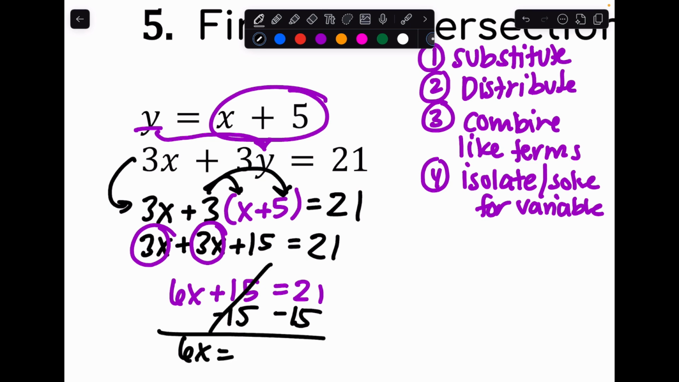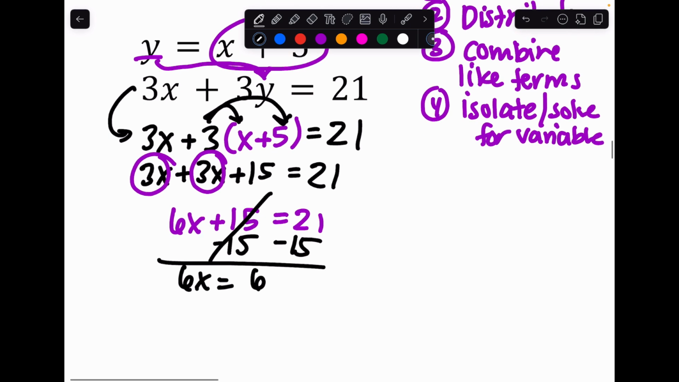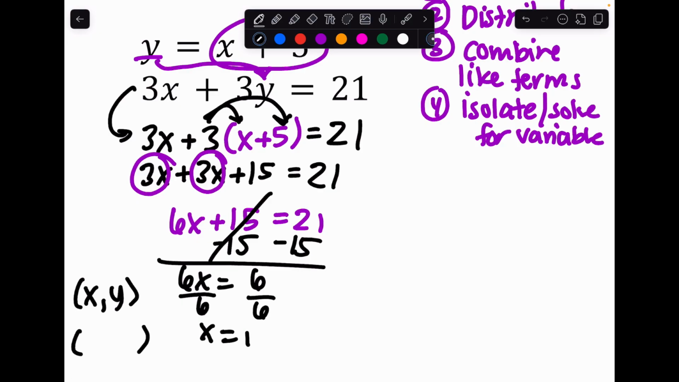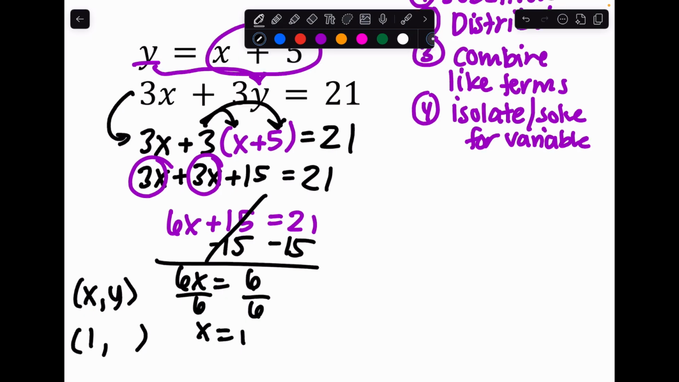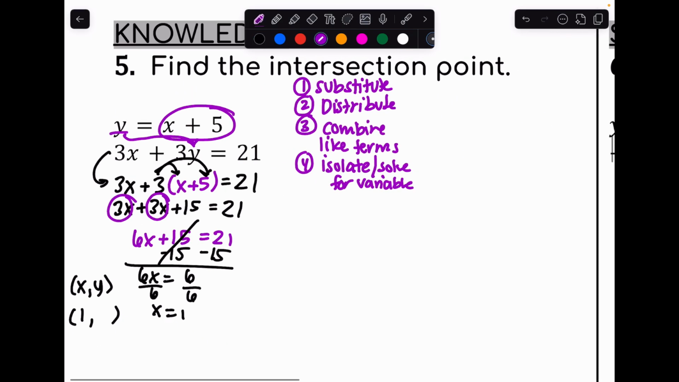6x is equal to 6. Divide by 6. I get x is equal to 1. And again, our ordered pair is x, y. So we just found our x value, but now we need to find our y value. In order to find your y value, you're going to substitute the variable back in.